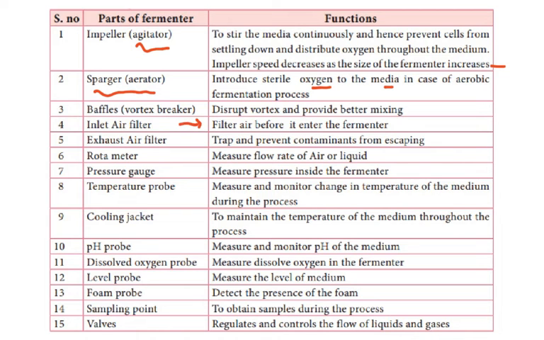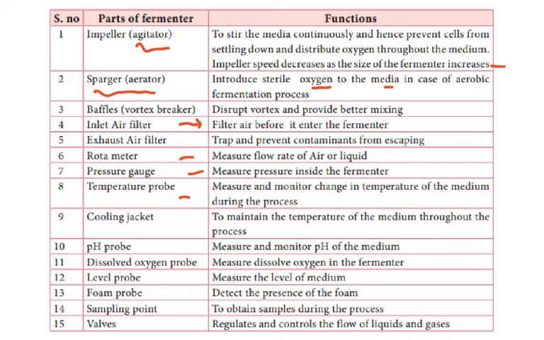Inlet air filter: it filters air before it enters the fermenter, because in the air there might be other bacteria or fungi or fungal spores. We don't want those to grow. We only want a certain specific type of bacteria which we have put into the fermenter to grow. Then a rotameter measures the flow rate of air or liquid. Then a pressure gauge measures pressure inside the fermenter.